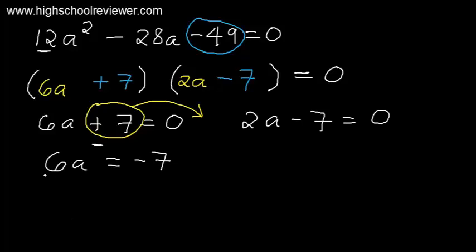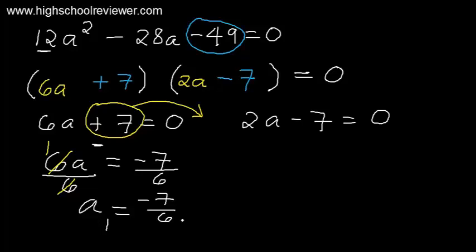So to solve for a, we need to cancel out 6. So divide both sides of the equation by 6. So we have here 6 divided by 6, cancel that out. That is equal to 1. And 1 multiplied by a, this is equal to a. And negative 7 over 6. So this is our a sub 1. And this is equal to negative 1 and 1 over 6.